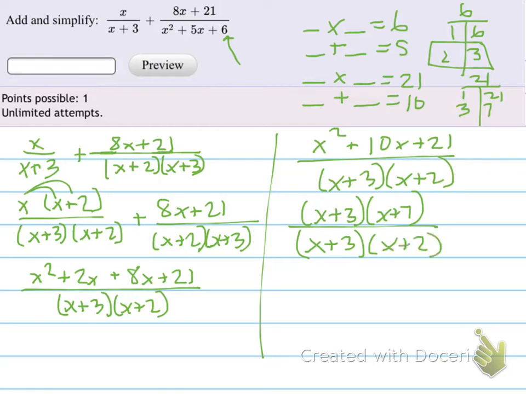So notice that what we have here are terms that will cancel out. So our final answer for the sum of these two rational expressions is x plus 7 over x plus 2. In your answer box, you will do parentheses x plus 7 backslash parentheses x plus 2.